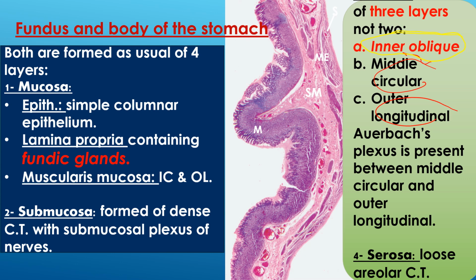So, the muscularis externa of the stomach is characterized by having three layers. It is an important piece of information. These three layers are inner oblique, middle circular, and outer longitudinal smooth muscle fiber, in order to help mixing of the food with the digestive enzyme and chyme. Finally, we have serosa, which is loose areolar connective tissue with simple squamous epithelium.